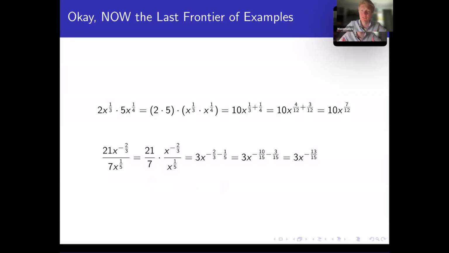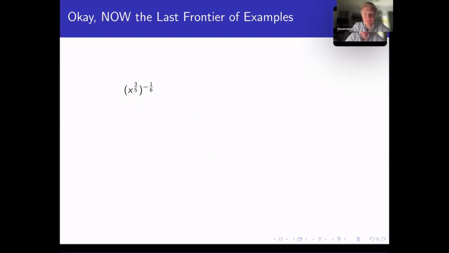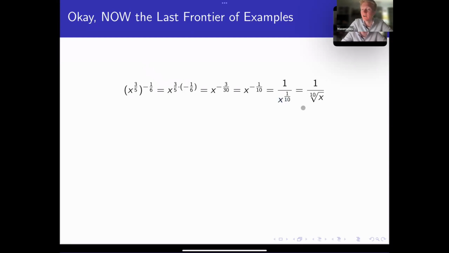So speaking of things we do and don't simplify, negative exponents are one of those things that we should always simplify. X to the 3/5 to the negative 1/6. This is x raised to some power, raised to another power. What do we do in power to a power? We multiply. Well, fraction multiplication just says multiply the numerators divided by multiply the denominators. 3/30 is 1/10. Negative exponent drops to the denominator. And this is an example of something that wouldn't be so bad to change to 10th root of x.